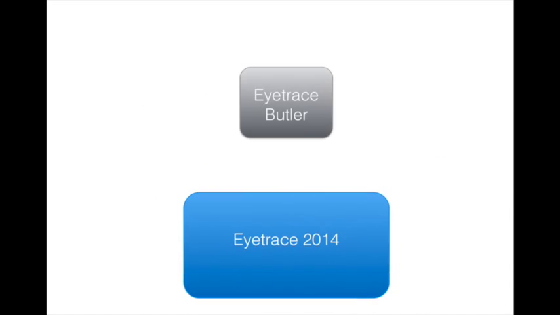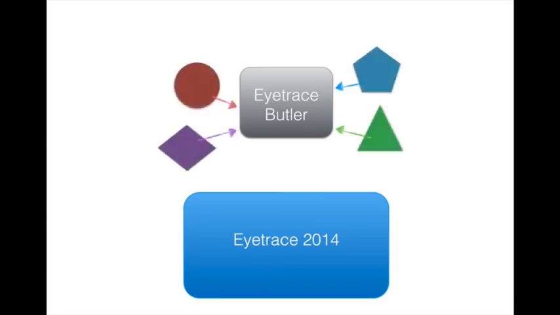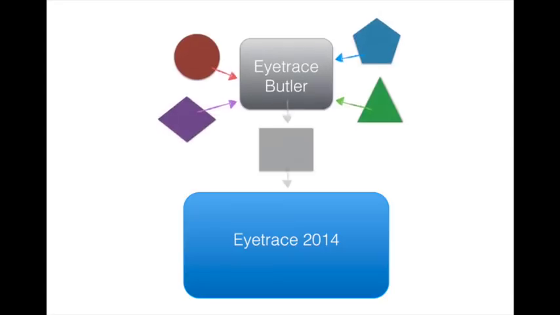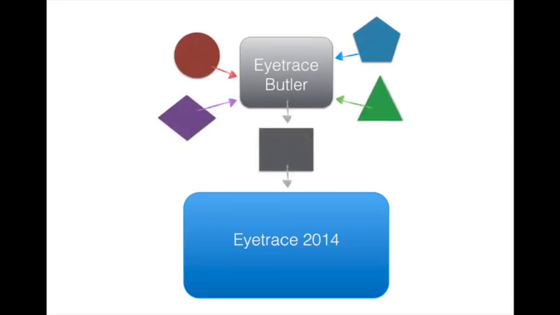To make Eyetrace adaptable for as many eye tracker models as possible, we decided to prepend a data preprocessing tool, Eyetrace Butler. The Butler contains plugins for different eye tracker types and converts the individual file formats into a unitary one. These files thereafter can be used for working with Eyetrace 2014.